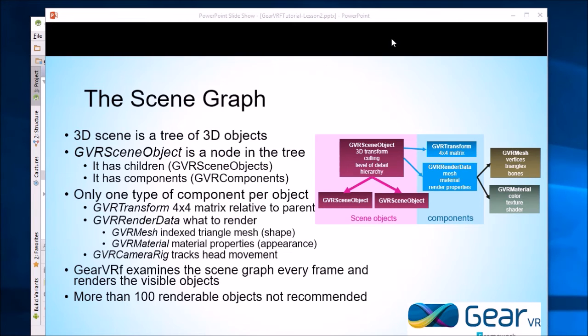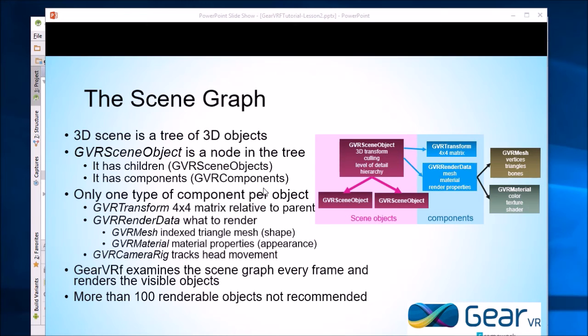It has children that are other GVR scene objects, and it also has components that are attached that provide different types of functionality for a scene object. So in the diagram you see here, there's the children, and then here there's the components. And the components are all attached to the scene object, and there's only one type of component per object. So one example of a component is a transform. Every scene object has a 4x4 matrix that transforms it relative to its parent.